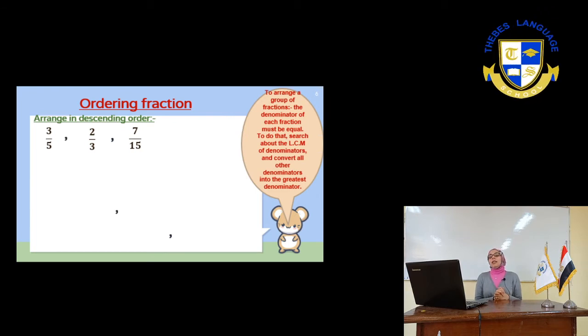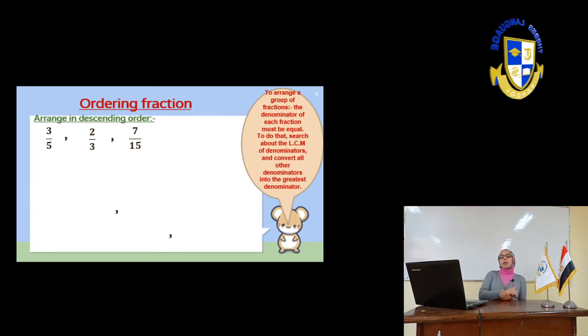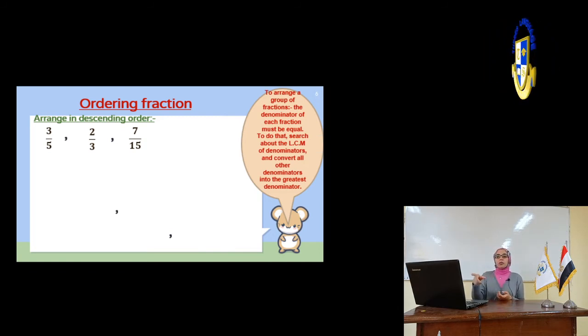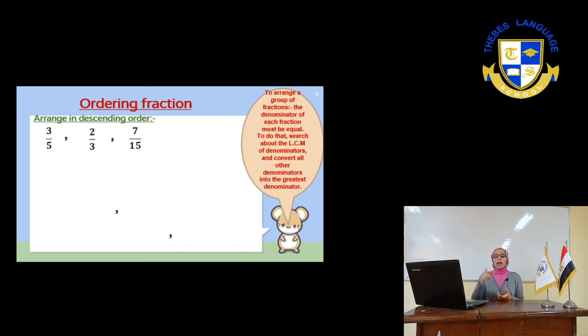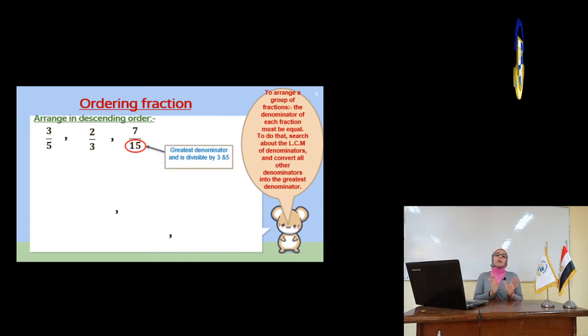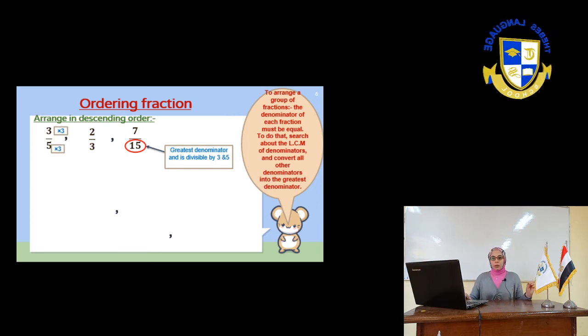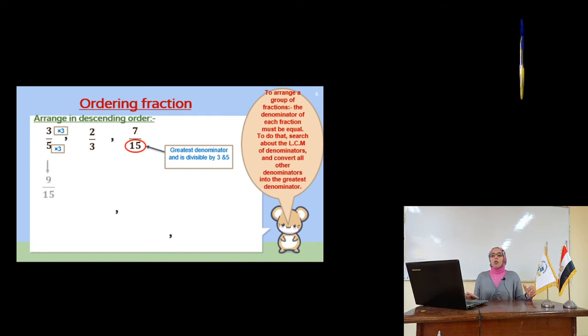Okay? Now, we want to make all the denominators 15. Can we convert 5 into 15? Yes. Can we convert 3 into 15? Also we can. So how do we do this? To convert 5 into 15, we will multiply it by 3. And we said before that if we multiply the bottom by 3, we must do the same to the top. So we'll multiply 3 by 3 and 5 by 3. We will get 9 over 15.